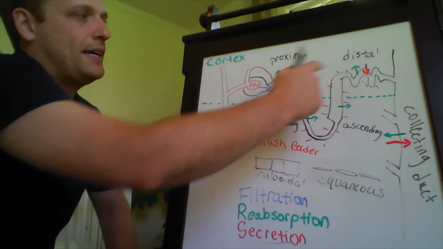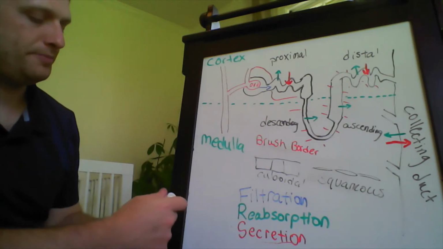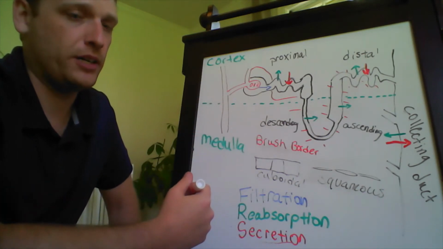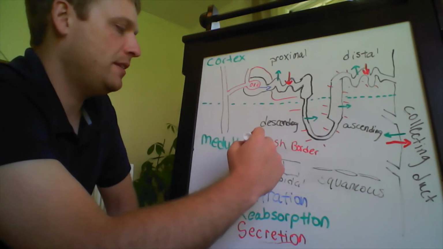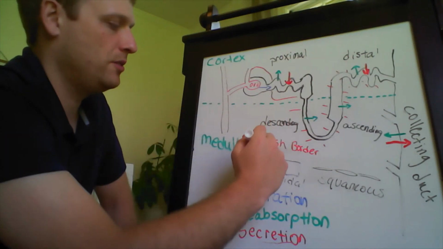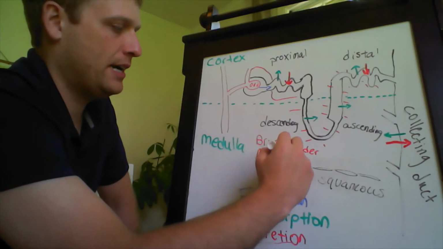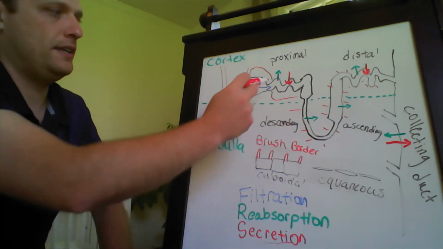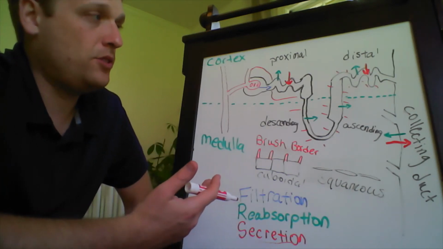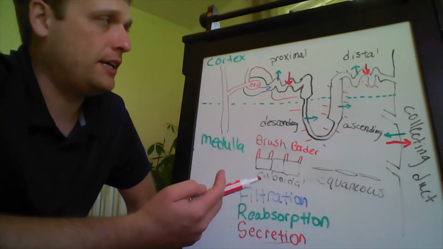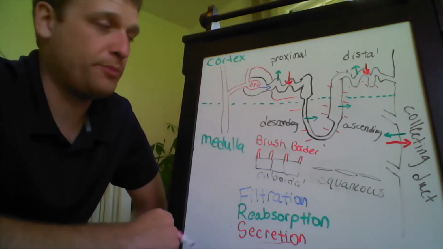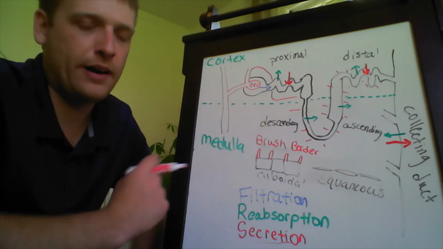And then once you get back into the distal convoluted tubule, there actually is still some reabsorption going on, but the simple cuboidal epithelia here in the distal tubule are going to have fewer microvilli than in the proximal convoluted tubule. And you could probably imagine, or you might guess, that the distal tubule is doing less reabsorption than the proximal tubule, and you'd be correct.